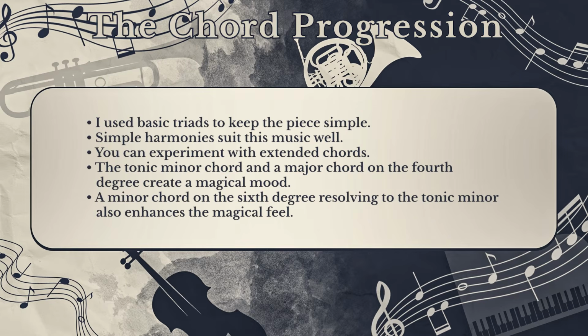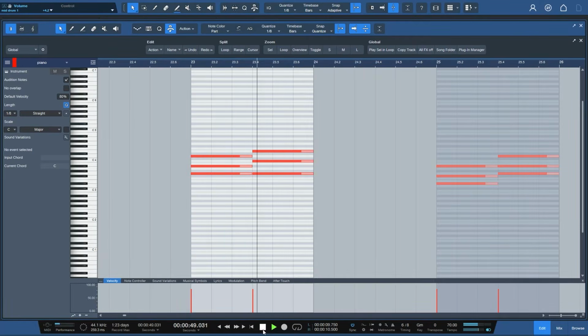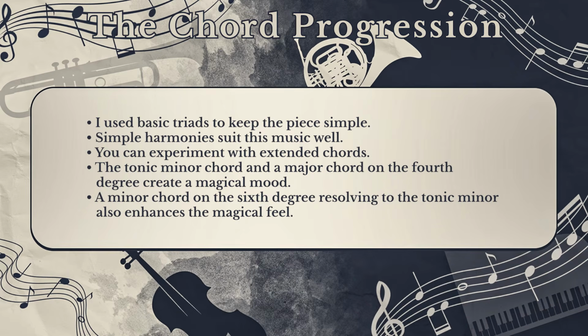I used basic triads to keep this piece simple, as I believe simple harmonies suit it well. However, feel free to experiment with extended chords. I'd like to highlight two chord pairs that can help achieve this magical mood: the tonic minor chord and the major chord on the 4th degree. And a minor chord on the 6th degree resolving to the tonic minor.